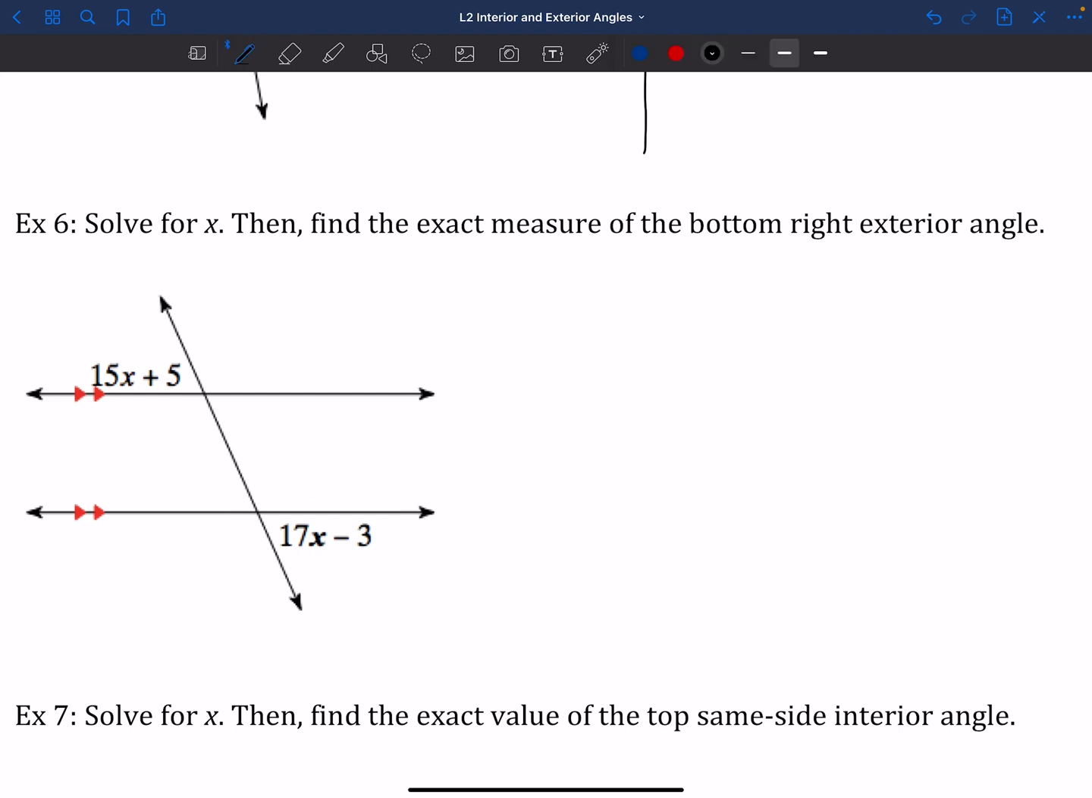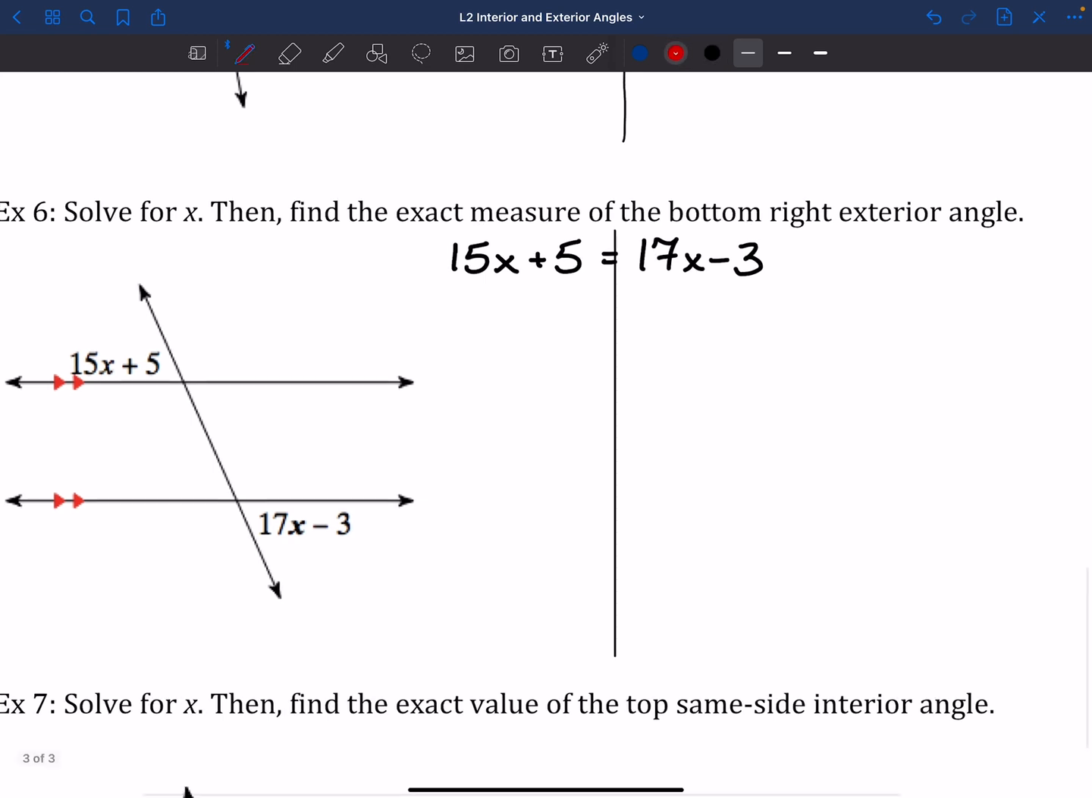So hopefully you paused and gave that a shot. Let's give it a go. To solve for x, I can just set these two things equal to each other. 15x plus 5 is equal to 17x minus 3. All right, I'm just going to solve this out like I would any old equation. I'm going to move all my x's to one side.